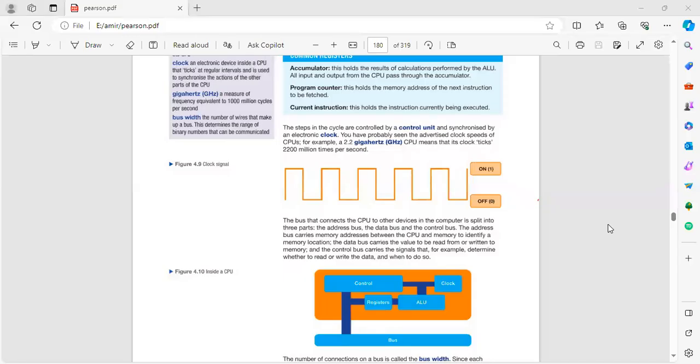So you are ready for that? Of computer science? Yes, sir.